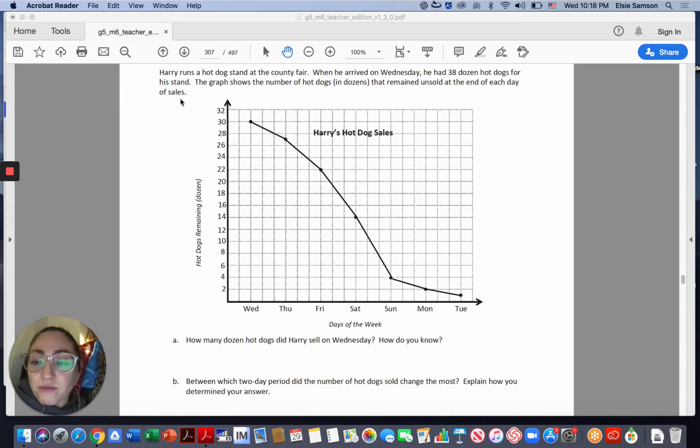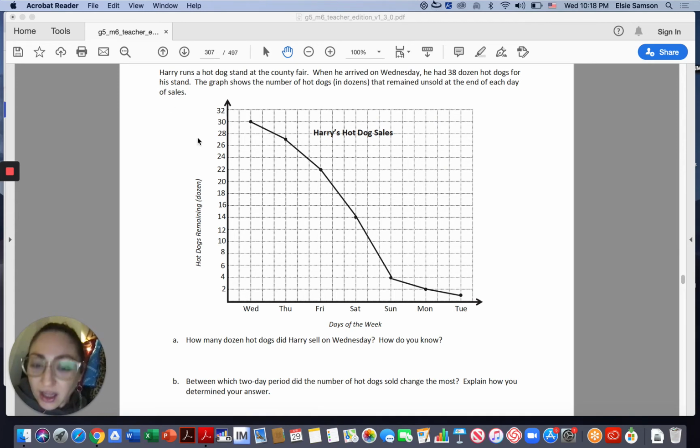The word problem reads, Harry runs a hot dog stand at the county fair. When he arrived on Wednesday, he had 38 dozen hot dogs for his stand. The graph shows the number of hot dogs in dozens that remained unsold at the end of each day of sales.